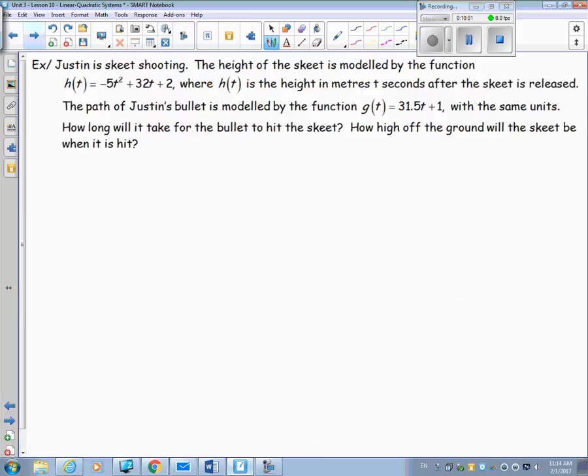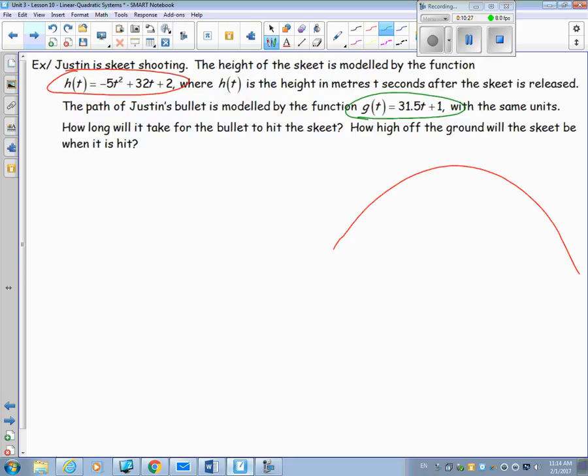Last one. We got Justin. He's skeet shooting. That's where you launch those clay targets and you shoot them out of the sky. So the skeet's going to go up and then come back down, as given by this equation. The path of his bullet, he's going to try and shoot it, is given by a separate equation. We want to know how long it's going to take for the bullet to hit the skeet.